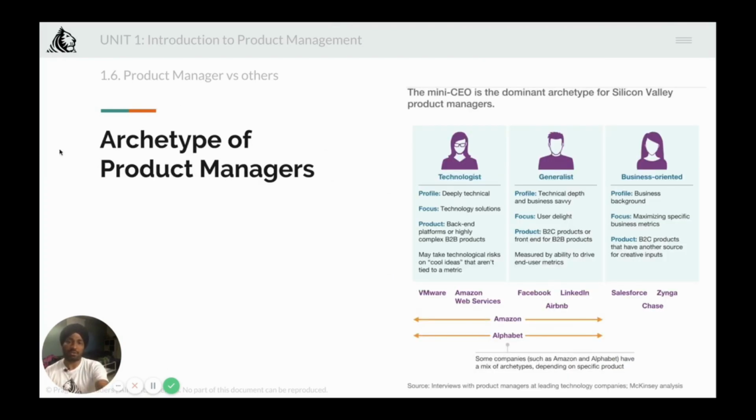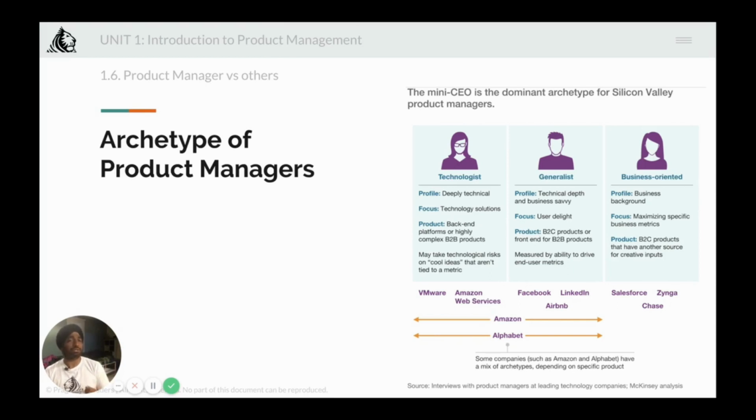Now, this is a very interesting research that was done by McKinsey, I suppose. What is the archetype of product managers? I will explain what an archetype is in a lecture separately. But for the time being, you can understand archetype as a general observation or general class in which you can put a product manager. General category you can put a product manager.